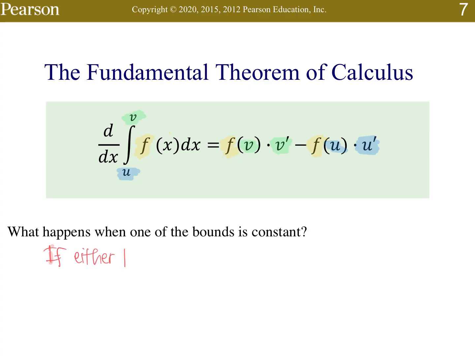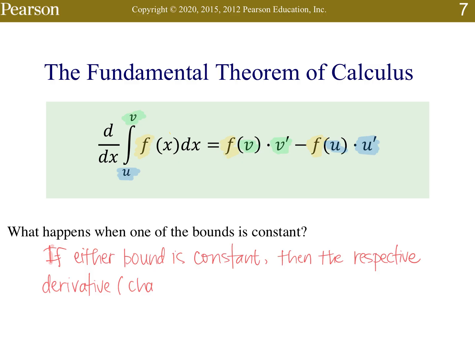If either bound is constant, then the corresponding chain rule derivative will be 0. Now, could both bounds be constant? What would the derivative be if both bounds were constant? 0. The whole thing would be 0.